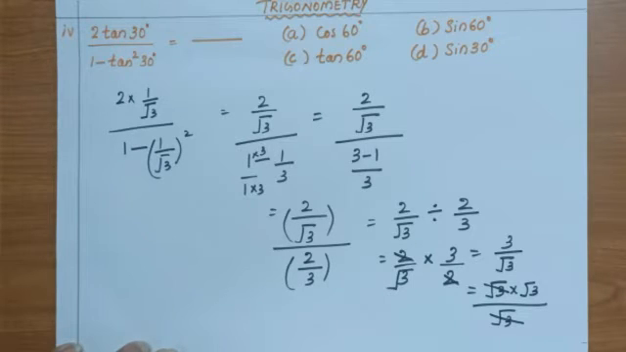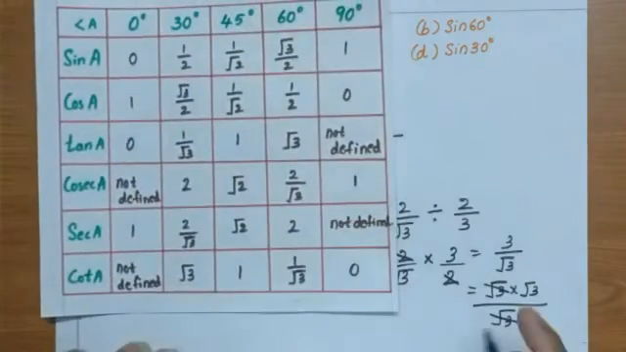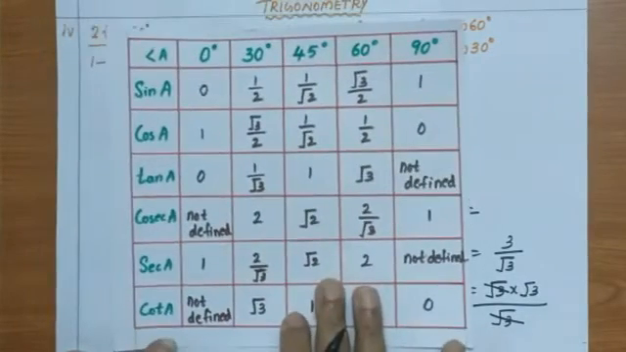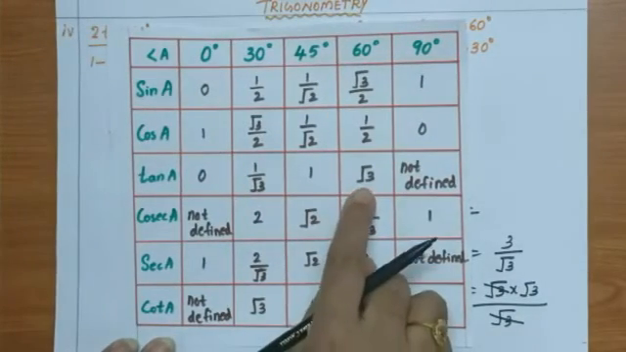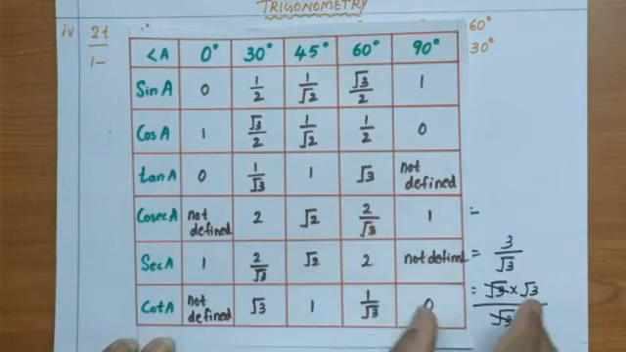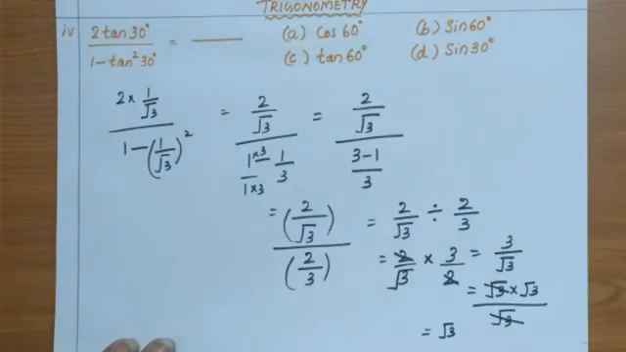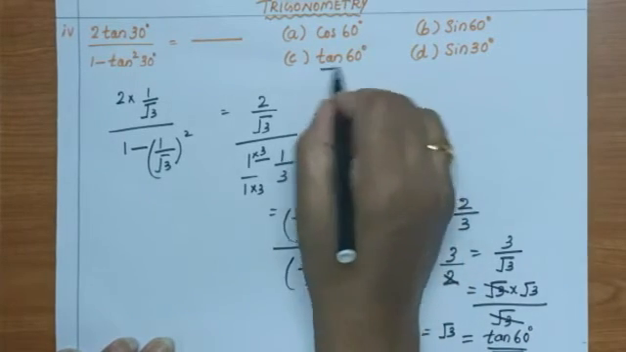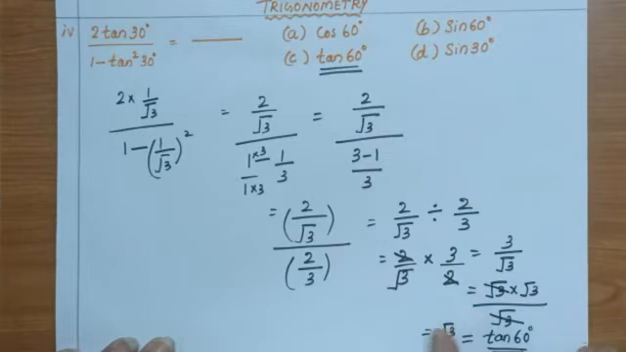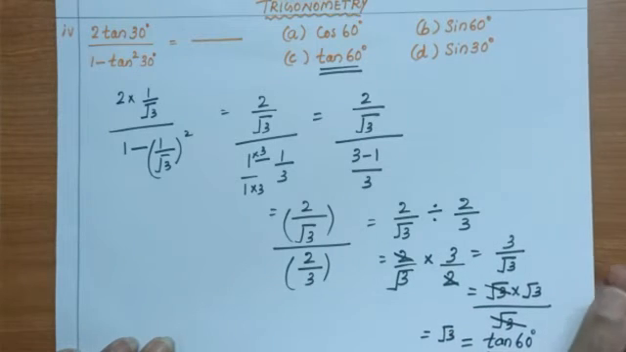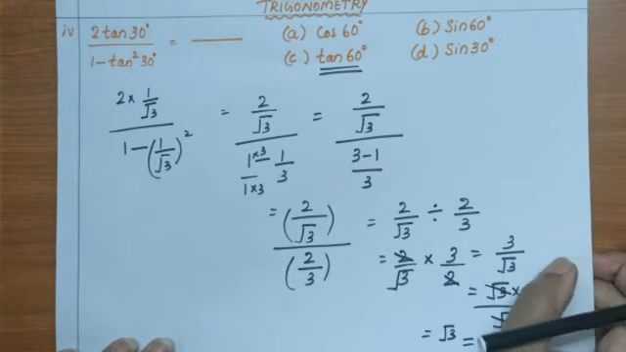That means from the chart, the value of root 3, we are getting the root 3 answer for tan 60 degree. So here also we have the option tan 60 degree. So root 3 equal to tan 60 degree. So option C is the answer. So 2 tan 30 degree divided by 1 minus tan square 30 degree equal to tan 60 degree.